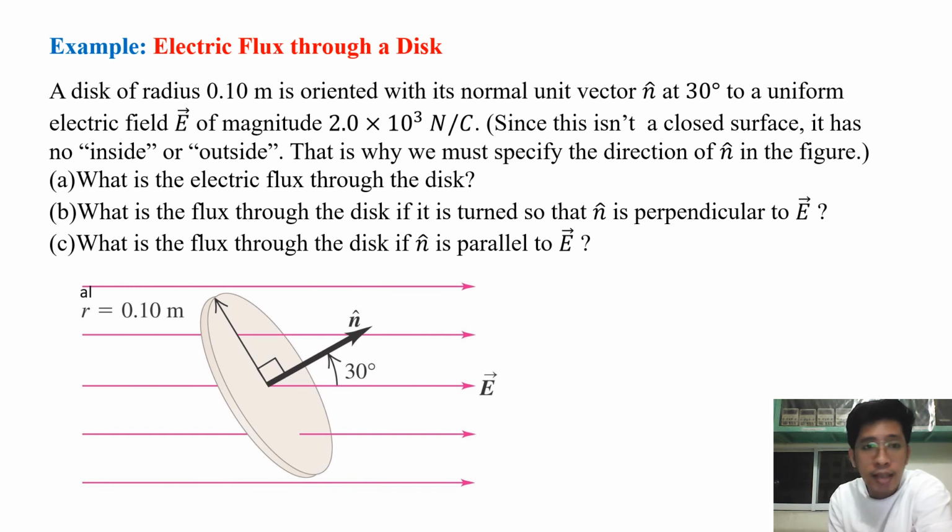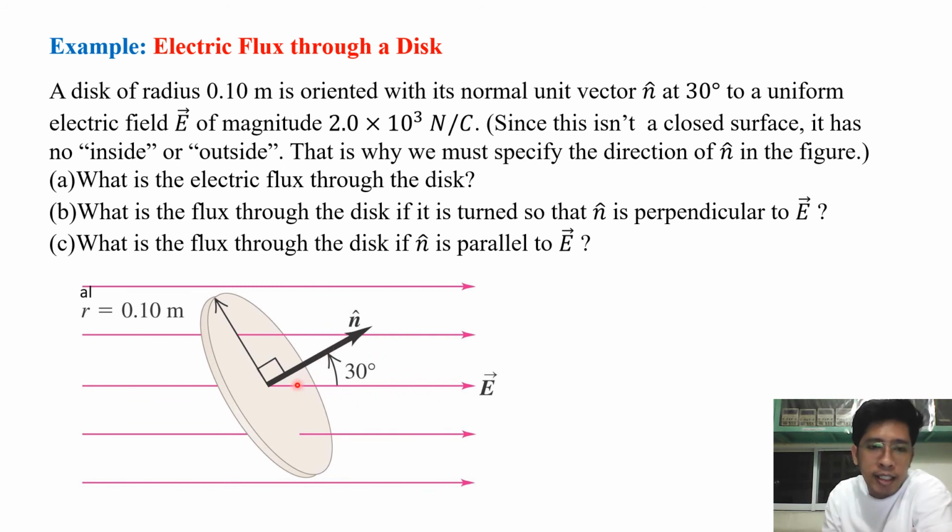Now let us have an example. A disk of radius 0.10 meters is oriented with its normal unit vector n hat at 30 degrees to a uniform electric field E of magnitude 2 times 10 to the 3 newton per coulomb. Since this isn't a closed surface, it has no inside or outside. That is why we must specify the direction of the n hat in the figure. So here, your disk is oriented in such a way that the n hat makes 30 degrees with respect to your electric field lines.